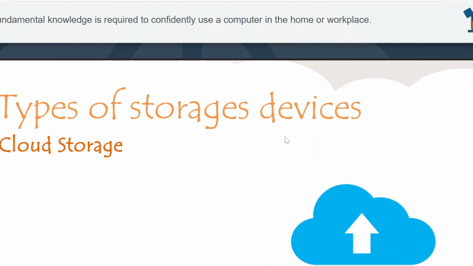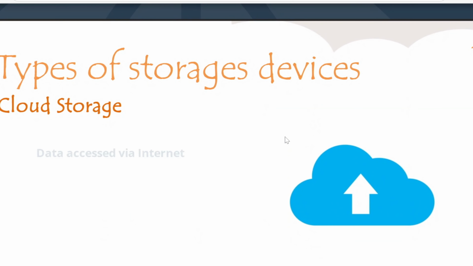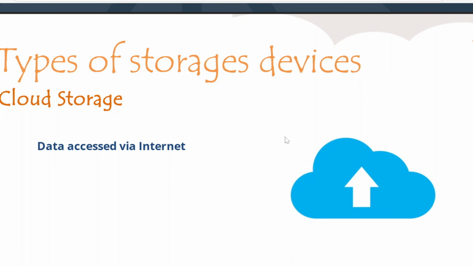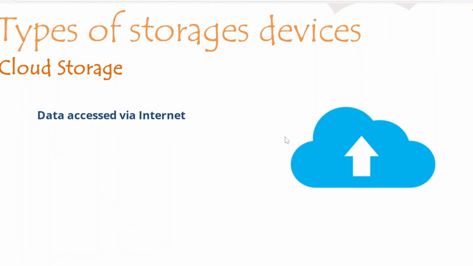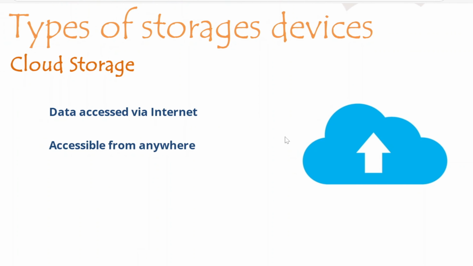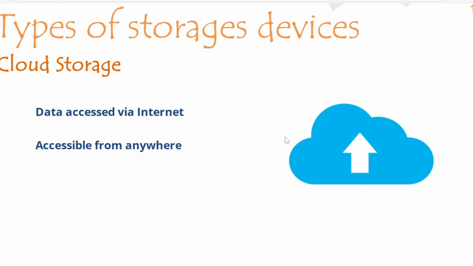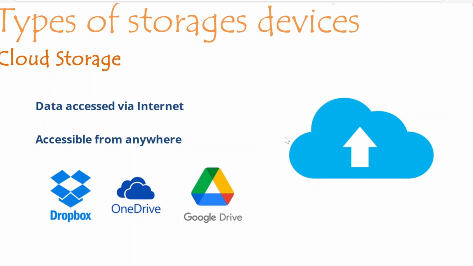Cloud storage is an online mechanism where data is stored and accessed over the Internet. The data on the cloud can be accessed from anywhere in the world using the Internet. Dropbox, OneDrive, and Google Drive are examples of cloud storage.